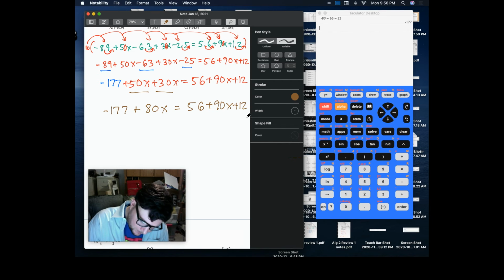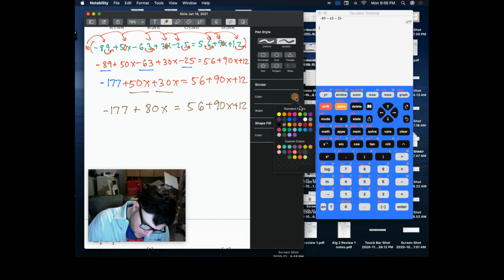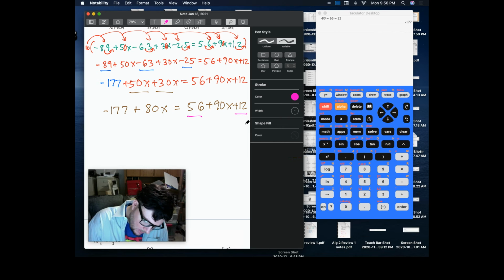And I'm going to do the same thing on the other side. So I'm going to look at it and say, hey, do I have anything that's alike? Well, it looks like 56 and 12 are alike. We're going to put those together. That's 8 and 6, so 68. Look, 2 plus 6 is 8. 1 plus 5 is 6. I'm not doing anything fancy. And we'll write the rest of it.